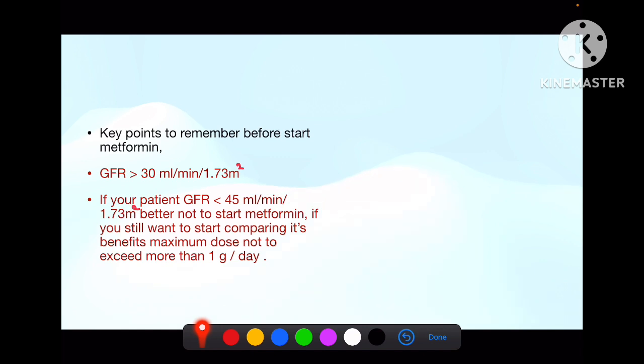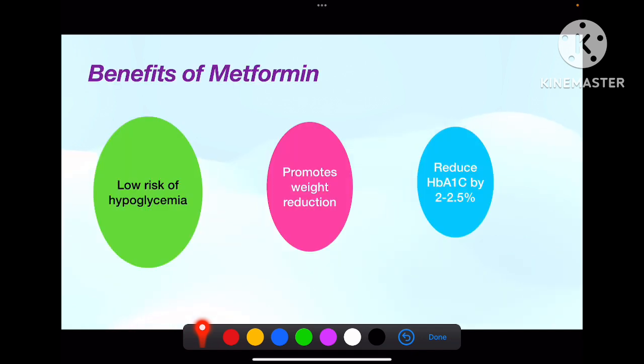Other one is, if your patient is severely emaciated with loss of appetite, then you have to hesitate to start metformin, because metformin per se can worsen the patient's loss of appetite. Those things we consider as a little bit of contraindication to start metformin. Right. Then what are the benefits of metformin now?